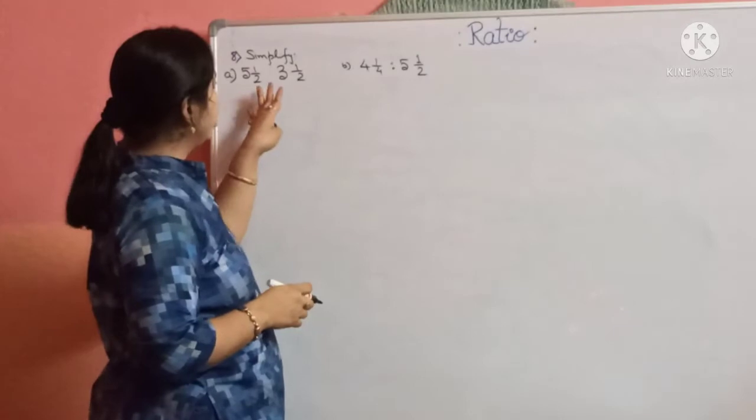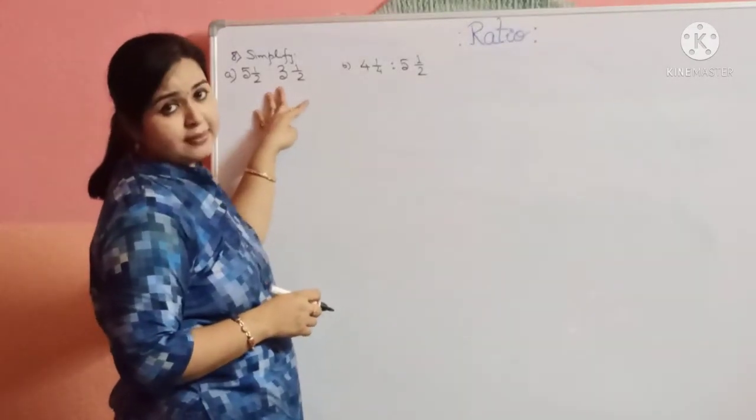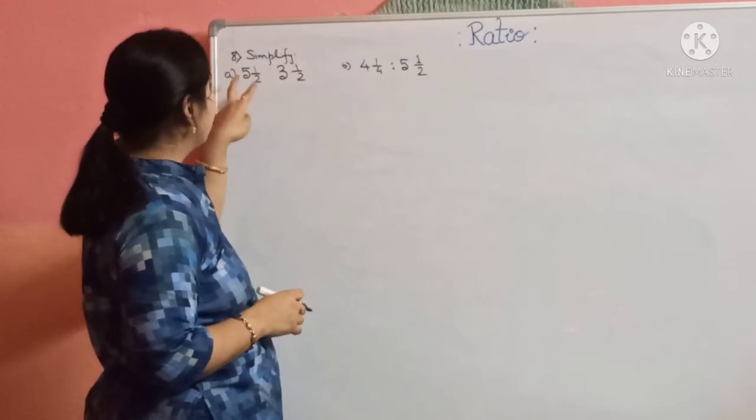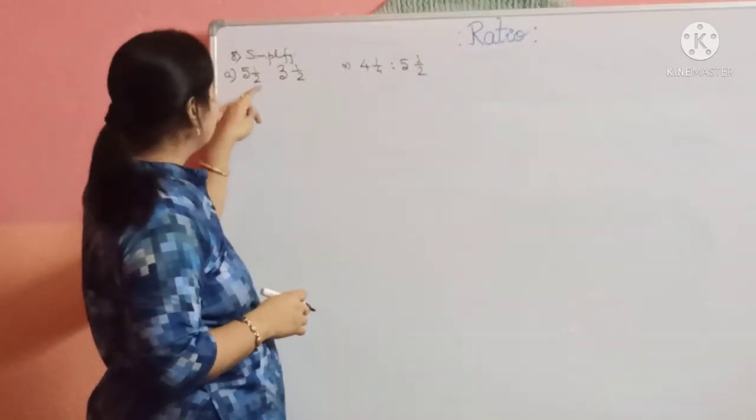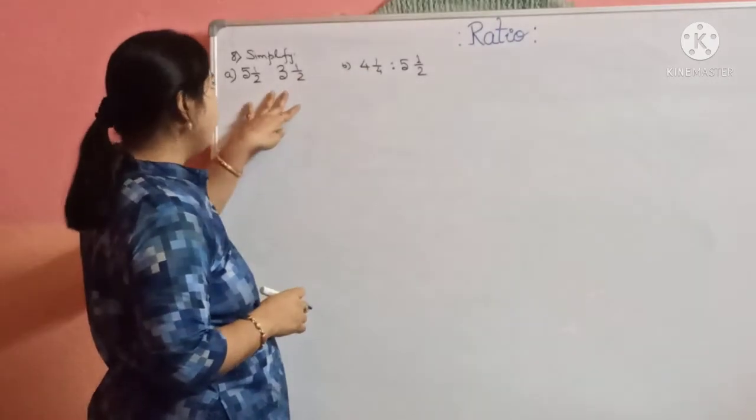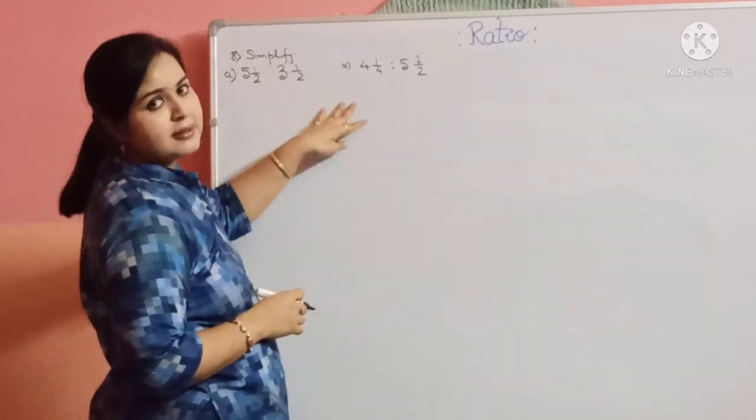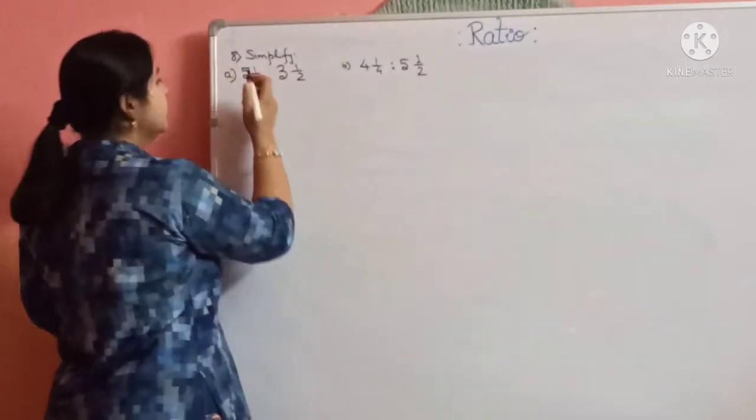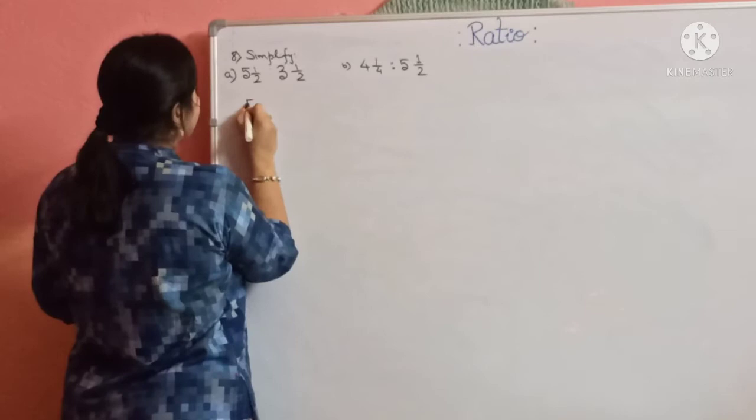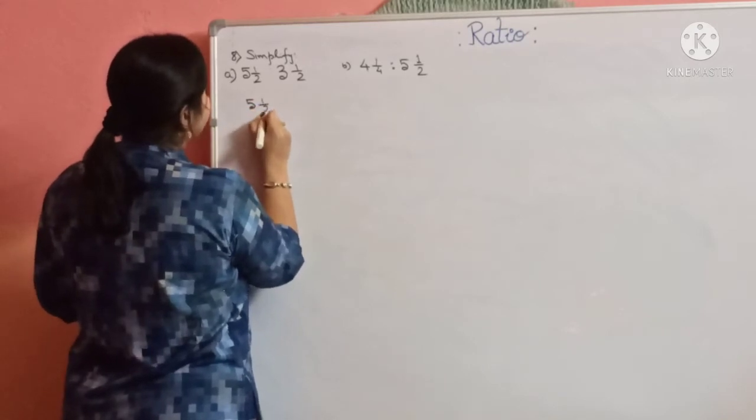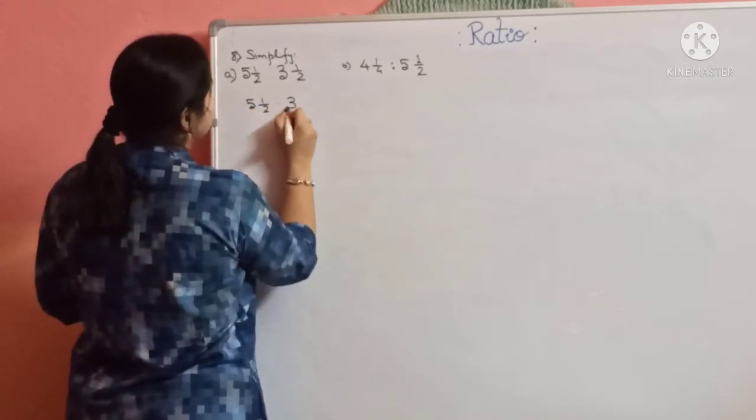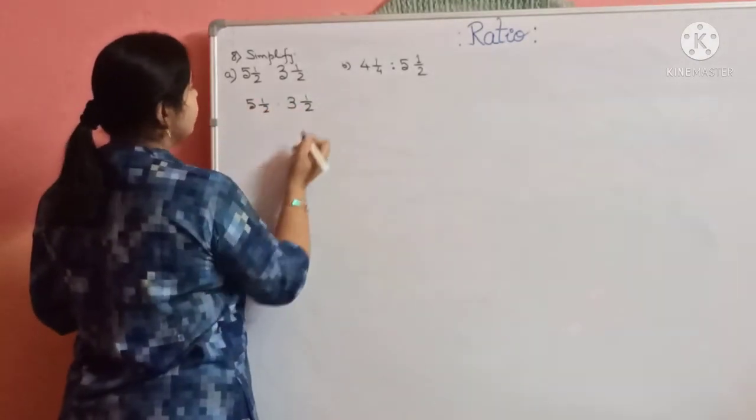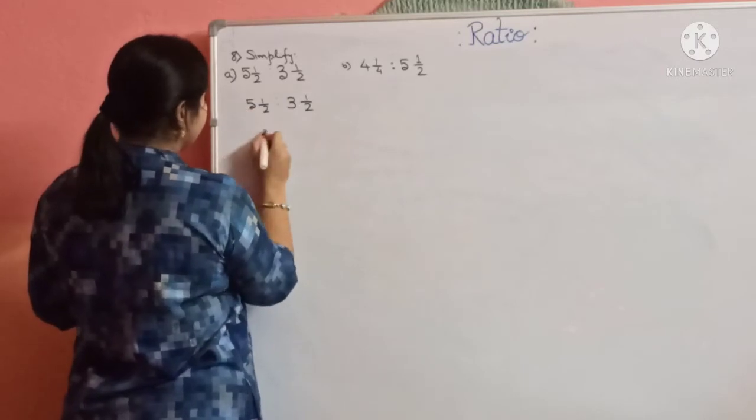Done. Now we are going to do simplify. Here you can see those are no more whole numbers. There are whole numbers along with fractions. So we have to simplify them and get the least expression of our ratio. Okay, let's start. What should we do? At first write down the first step, that is our question: 5 whole 1 by 2 is to 3 whole 1 by 2.